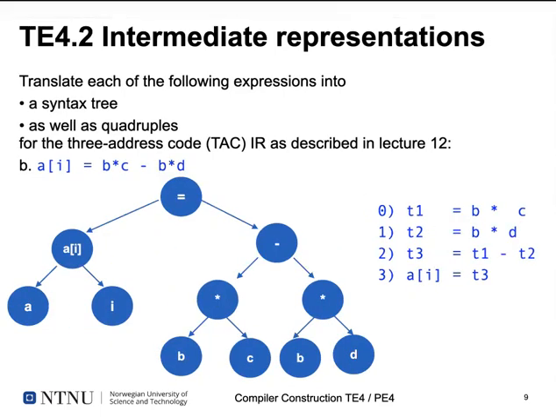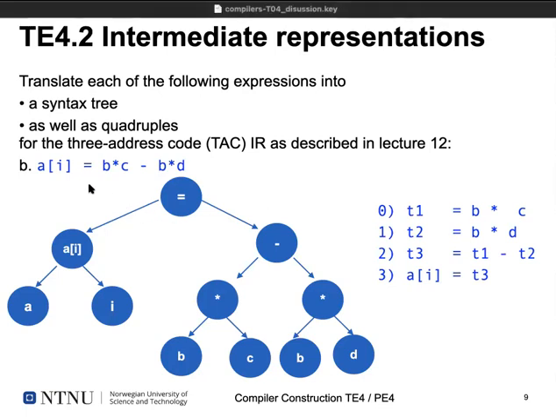Well, in B, it wasn't much more complicated. The only thing we had now was an assignment to an array element on the left-hand side. So here we would just need to build our syntax tree for B times C, then B times D. Then we need to subtract the one product here from the other and assign it to our array element A of I, which we construct as we've seen on the previous slide.